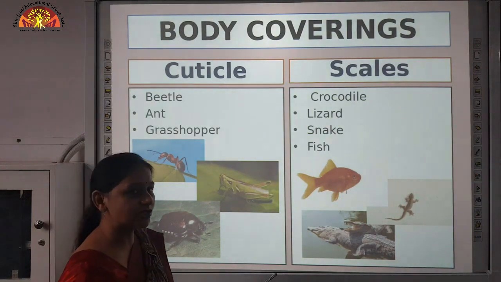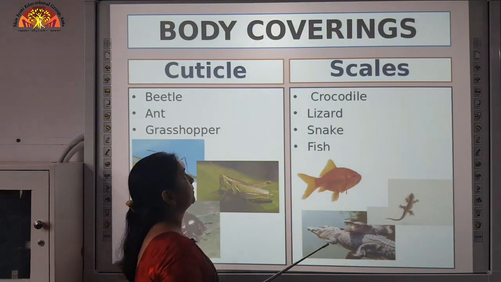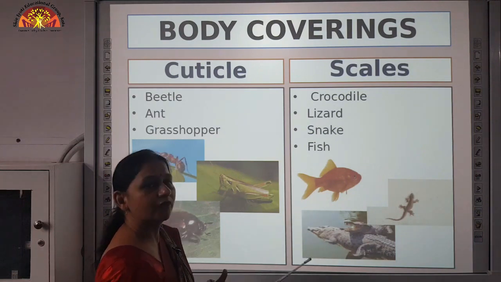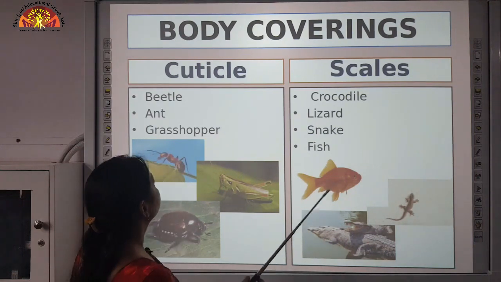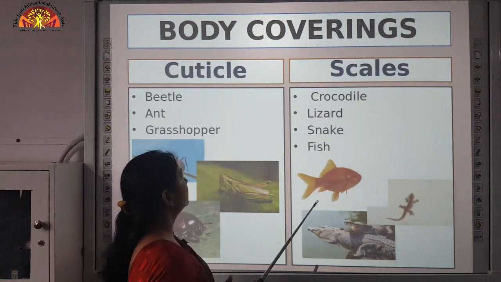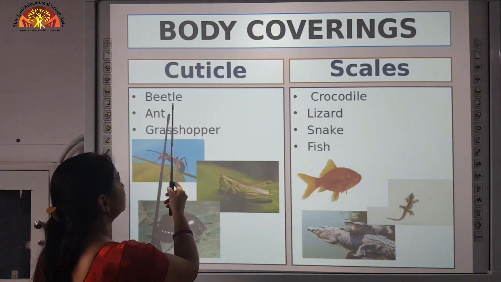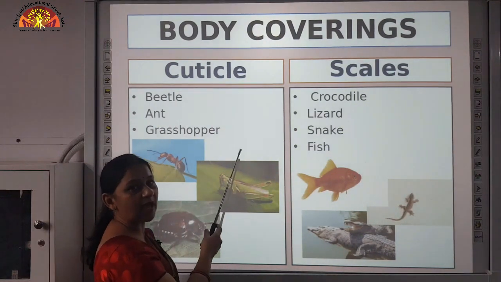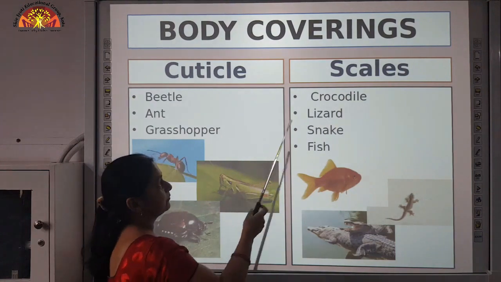So, children, our next topic is body covering. Body covering means the cover of the body which protects them from harsh conditions. Firstly, cuticle. It is a hard cover which is present in animals like beetle, ant, grasshopper. These animals have the hard cuticle.